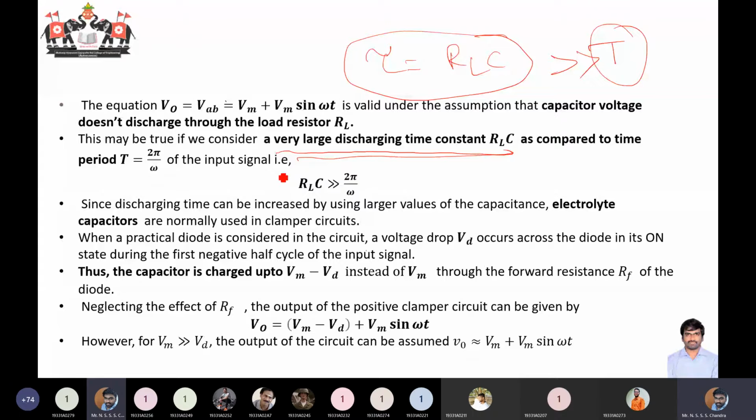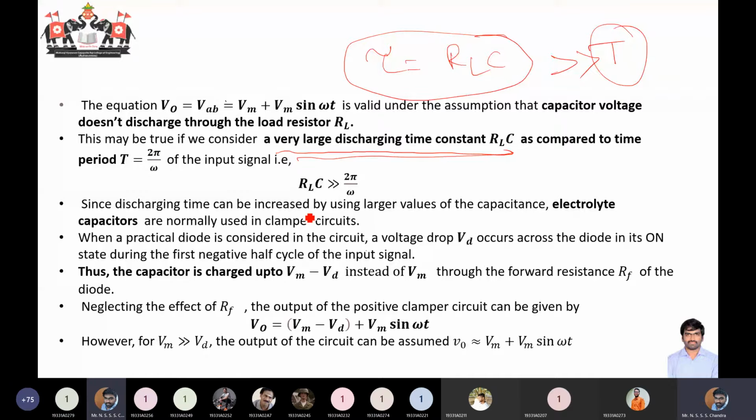So for such cases, usually we take large capacitances, usually electrolytic capacitors. Okay, and in case you are considering a practical diode instead of an ideal diode, then in the ideal diode condition, if the condition VAB greater than 0 is satisfied, the diode will be in the open condition.